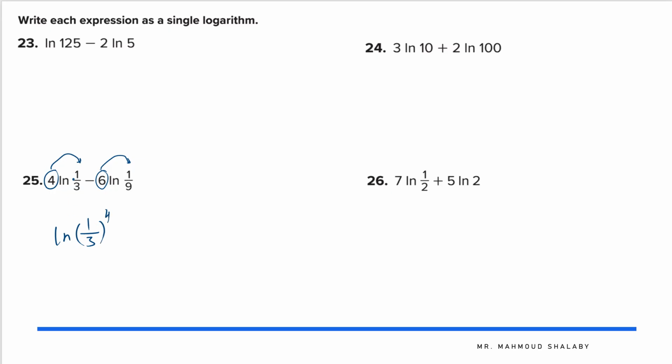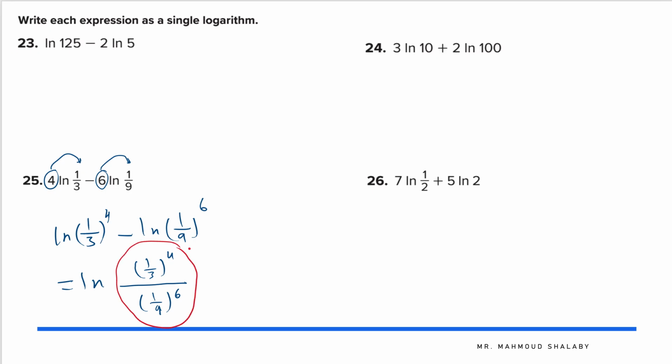If I put this 4 up, it will be a power for the whole fraction 1 over 3, minus ln 1 over 9, the same thing, all to the power of 6. Now I don't have to simplify it, now I can leave it. So I will write here ln, make a fraction, because there are two terms and there is a minus, which means divided. It will be 1 over 3 all to the power of 4 over 1 over 9 all to the power of 6. When I simplify, don't forget we only put this on the calculator to simplify the fraction, not the ln.